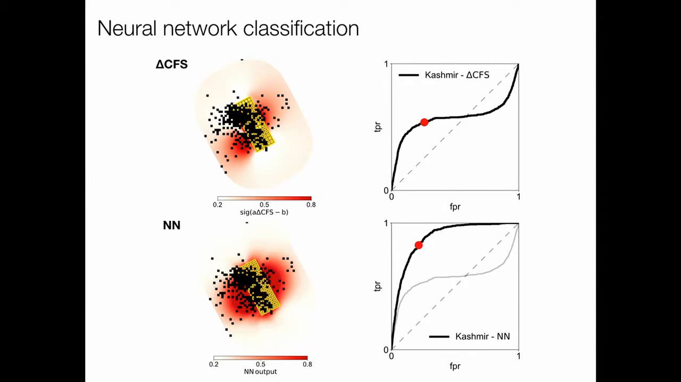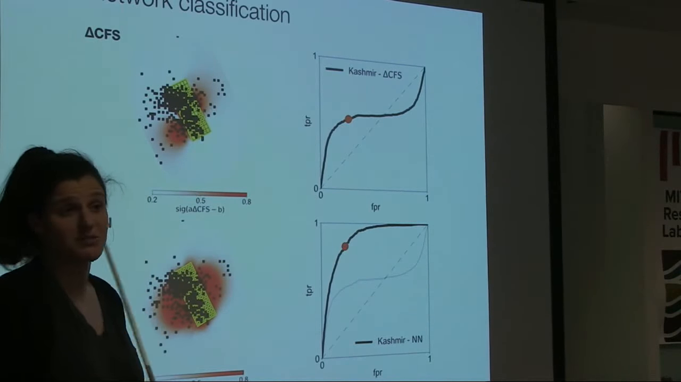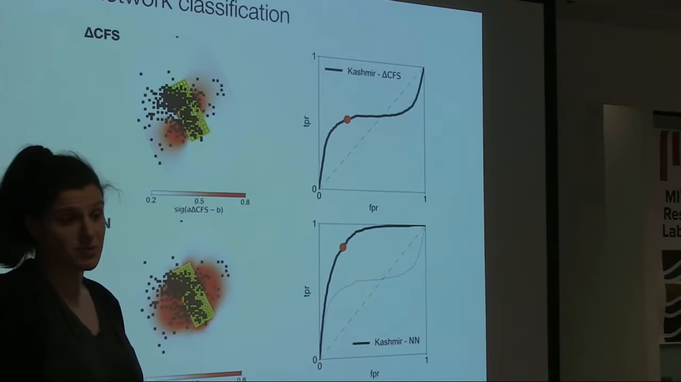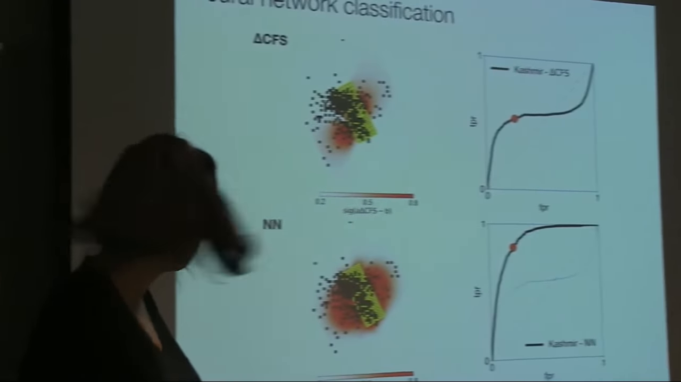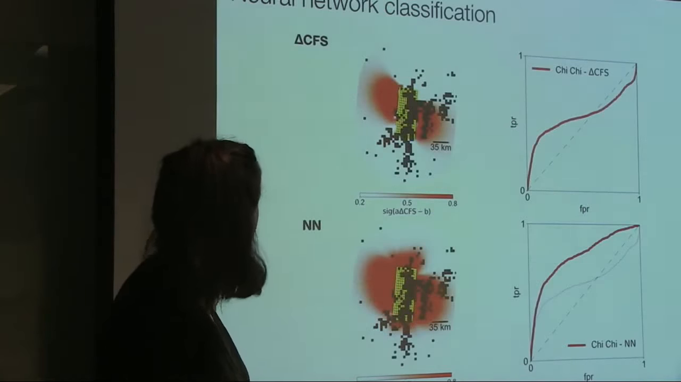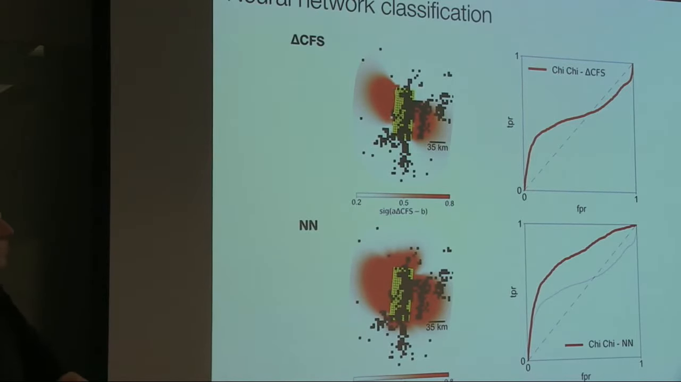The precision associated with 0.01 MPa for Coulomb failure stress change is, I think for this, 2.5% for the Kashmir earthquake versus 7% for the neural network. So the neural network does better in terms of precision, but neither of them is particularly precise. I think it's a good metric to keep in mind.